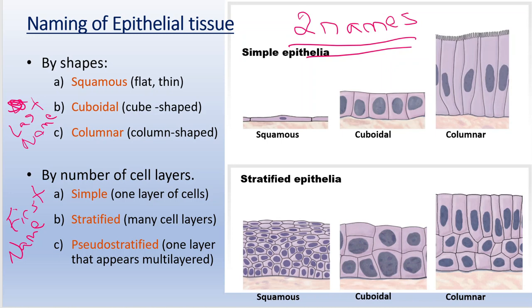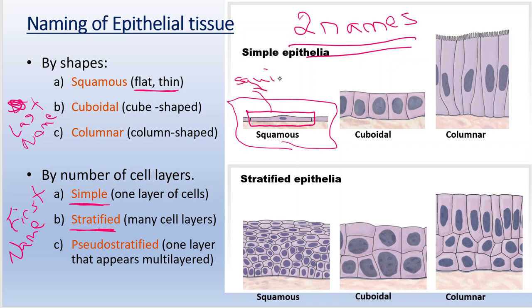The first name is given by how many layers you are. If you're 1 layer thick, you're called simple. If you're 2 layers thick, you're called stratified. Your last name is given by the shape of your cell. If your cell looks flat and thin, like we see here in this image, this is 1 cell, from here through here. And it's flat and thin, kind of like a little fried egg. Then you are called squamous, because this cell looks squished down. Squish, S-Q-U, right? It looks squished.